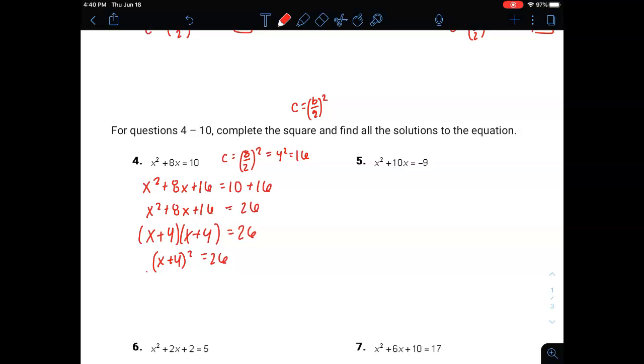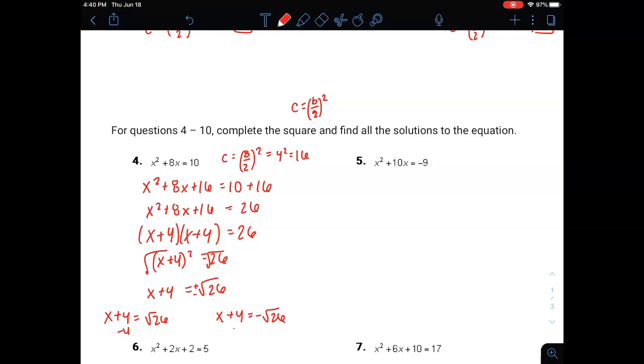All right, now I take the square roots of both sides. So I'm left with x plus 4 equals the square root of 26. And that is a positive version and a negative version. So I've got x plus 4 is equal to positive square root of 26, and x plus 4 is equal to negative square root of 26.